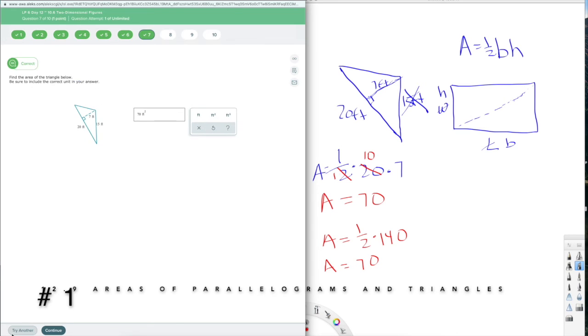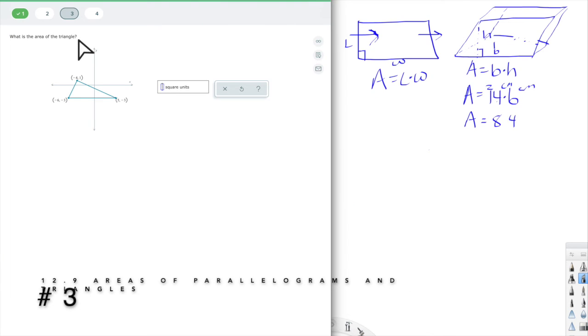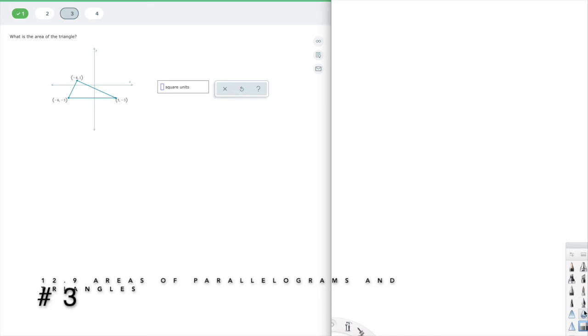All right. Okay, so what is the area of the triangle? So remember, to find the area of a triangle, it's 1/2 base times height. So we need to know what is the base and what is the height.